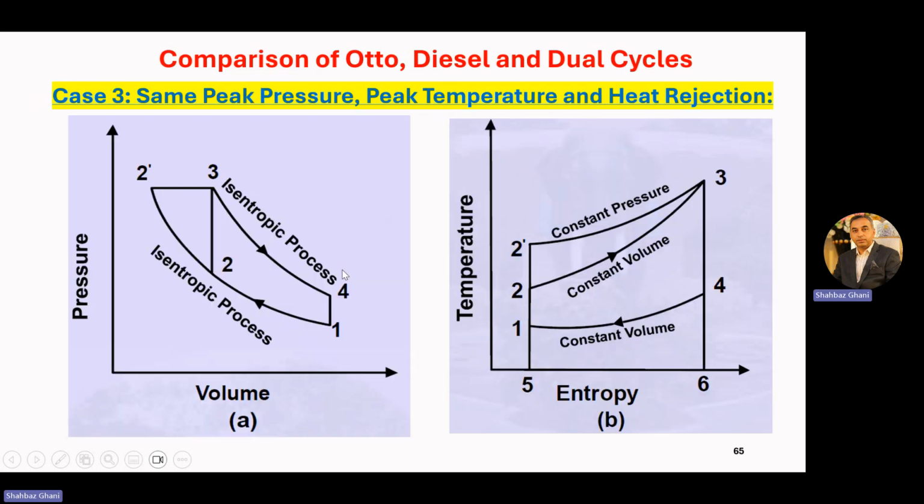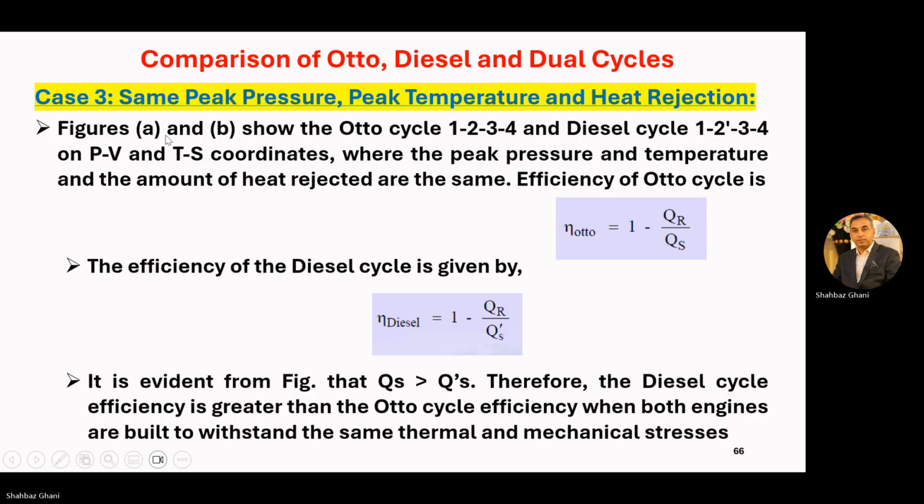Now, in case 3, we have the same peak pressure, peak temperature, and heat rejection. Okay, now let's see. Both figures show the Otto cycle 1, 2, 3, 4 and the diesel cycle 1, 2 bar, 3, 4 on PV and TS coordinates, where the peak pressure, the temperature and the amount of heat rejected are the same.